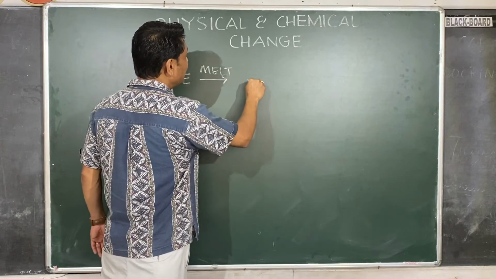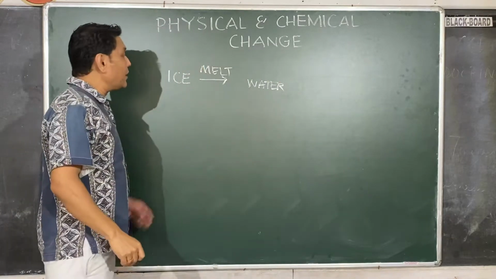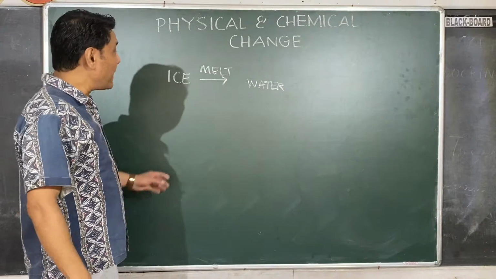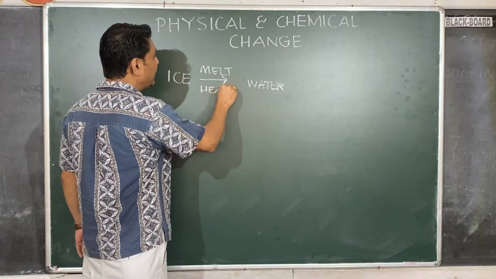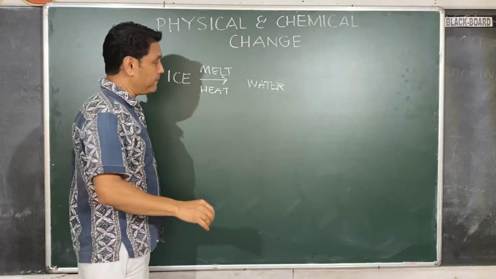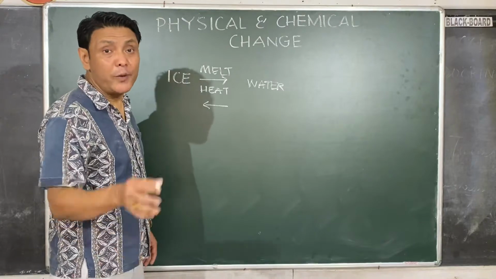Melt it into water. Now, ice, when you change it, melt it into water, what do we do? We heat it. Now, water, you change back into ice. What do we do? We cool it.